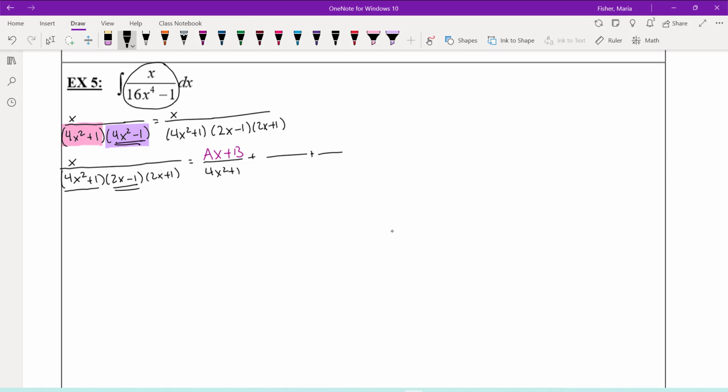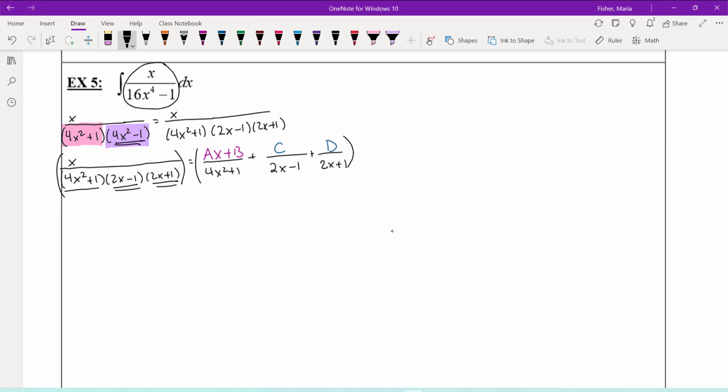2x minus 1 is a linear. Over a linear, I write a constant. Next letter would be c. And then the next denominator, 2x plus 1, which is linear, I write a constant. My next letter would be d. Then I multiply through by the denominator.